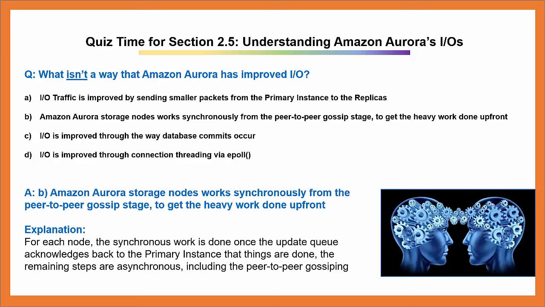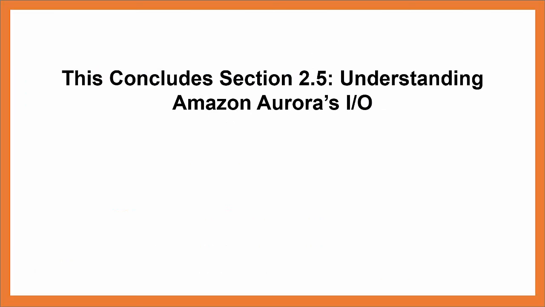Answer: B. Amazon Aurora storage nodes work synchronously from the peer-to-peer gossip stage to get the heavy work done up front. Explanation: for each node, the synchronous work is done once the update queue acknowledges back to the primary instance that things are done. The remaining steps are asynchronous, including the peer-to-peer gossiping. This concludes section 2.5, Understanding Amazon Aurora's I/O.